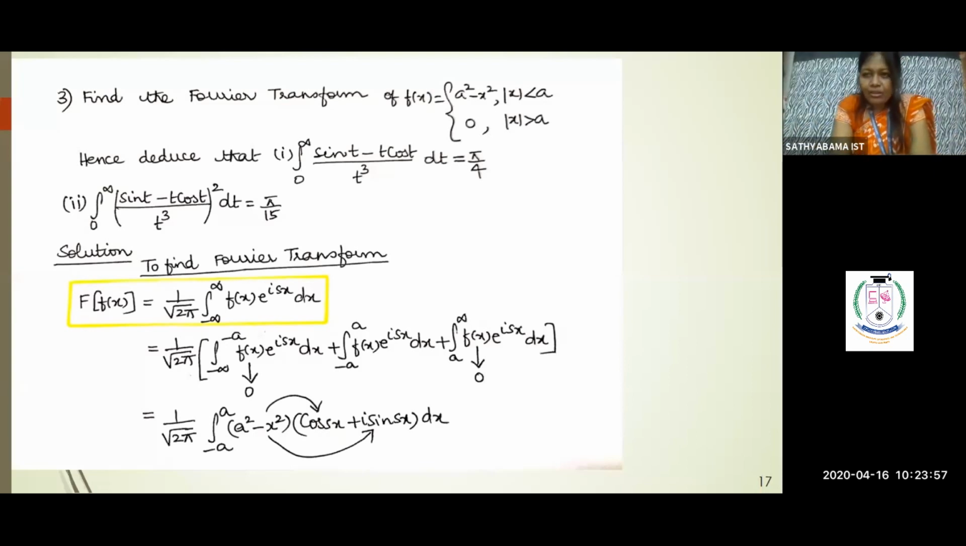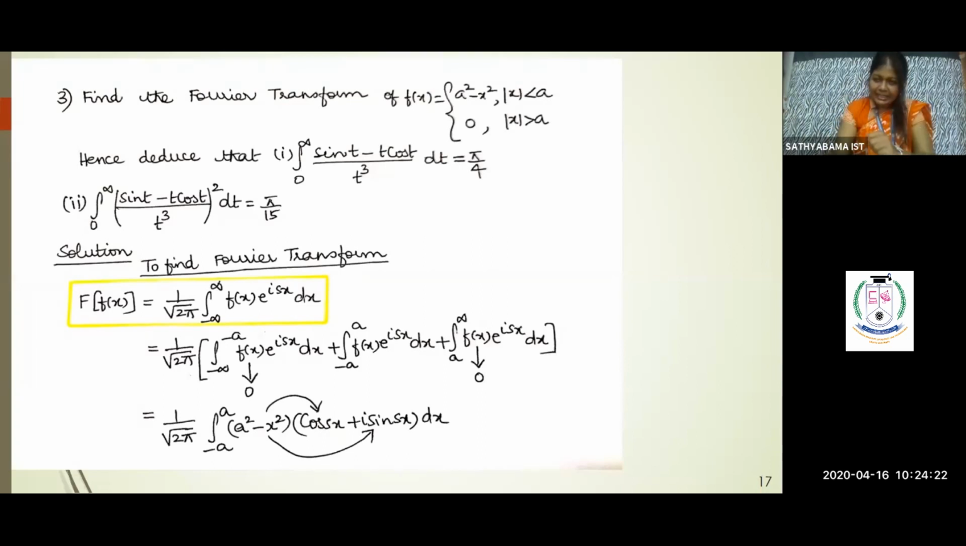Okay, now let's go ahead. As you know, the Fourier transform of f of x is defined as F(s) equal to 1 by root of 2 pi integral from minus infinity to plus infinity f of x e power isx dx. So how should you do the splitting now? Split minus infinity to plus infinity as minus infinity to minus a, plus minus a to a, plus a to infinity. Now you know in the first and the last integrals, the f of x value is 0. Therefore, they vanish. So I'm left only with the middle integral.